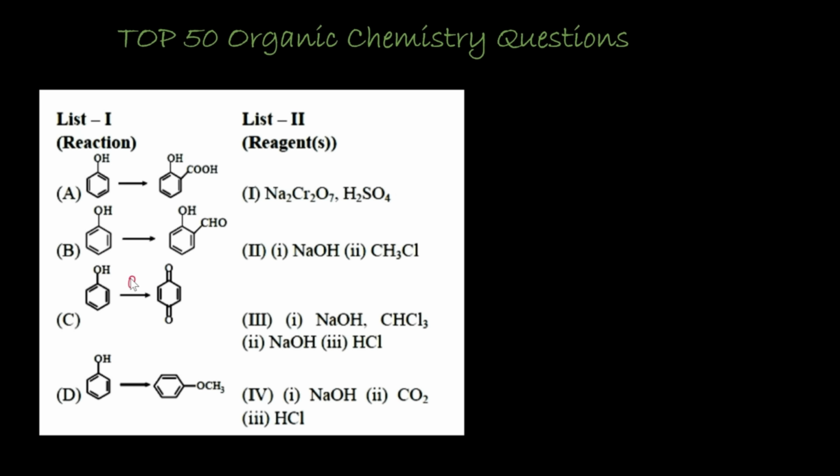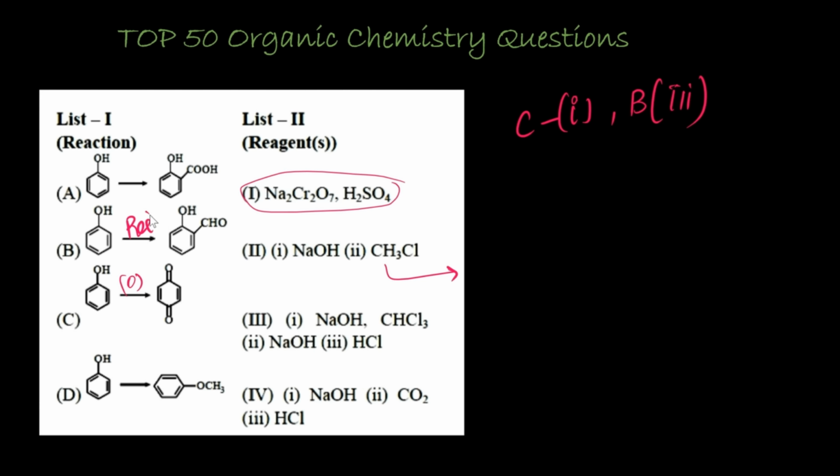Out of this, what we know, the first one is undergoing oxidation. So what are the reagents we have as an oxidizing agent? So this is an oxidizing agent, right? So C belongs to 1. And then what about B, which is Reimer-Tiemann reaction? B is a Reimer-Tiemann reaction. So B is 3. And what about A? A is Kolbe synthesis, right? So A belongs to 5 and D is 2.